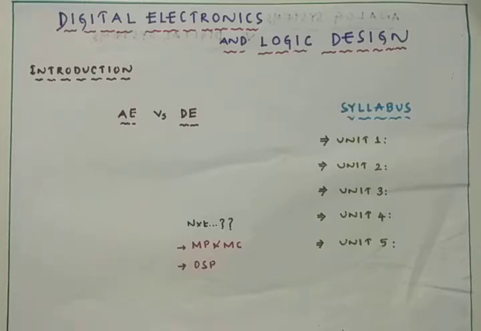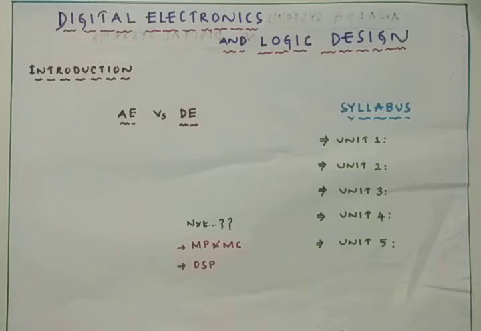In this complete digital electronics and logic design, we are going to study the behavior of some electronic circuits, specifically digital electronic circuits, and we are going to design some digital circuits. By having the fundamental knowledge of digital electronics, we are going to design some digital systems or digital circuits. That is the main objective of digital electronics and logic design.